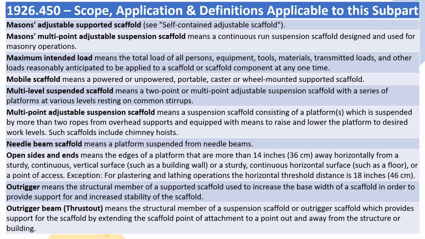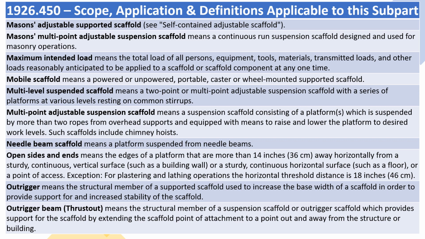Open sides and ends means the edges of a platform that are more than 14 inches (36 centimeters) away horizontally from a sturdy, continuous, vertical surface, such as a building wall, or a sturdy, continuous horizontal surface, such as a floor, or a point of access. Exception: for plastering and lathing operations, the horizontal threshold distance is 18 inches (46 centimeters).